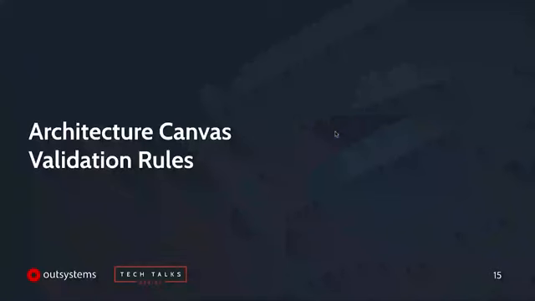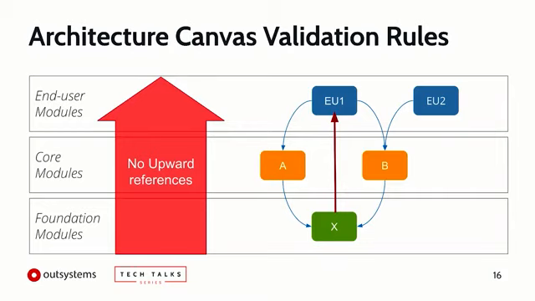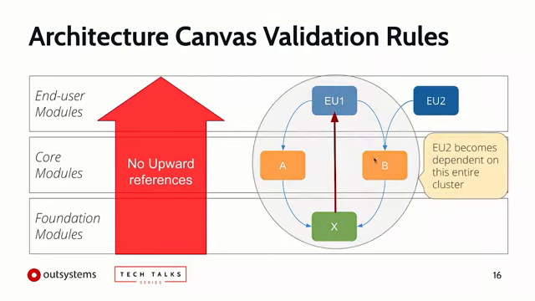Now that we have seen the architecture canvas that we use to build our architecture in OutSystems, let us now see how we can validate if our architecture is sound. We should follow a set of basic guidelines. The first rule is no upward references across these layers. An upward reference tends to create a cluster where any two modules directly or indirectly have a circular dependency. For instance, module B can reach module A indirectly, but module A can also reach module B indirectly. So we have a cluster of interdependent modules.